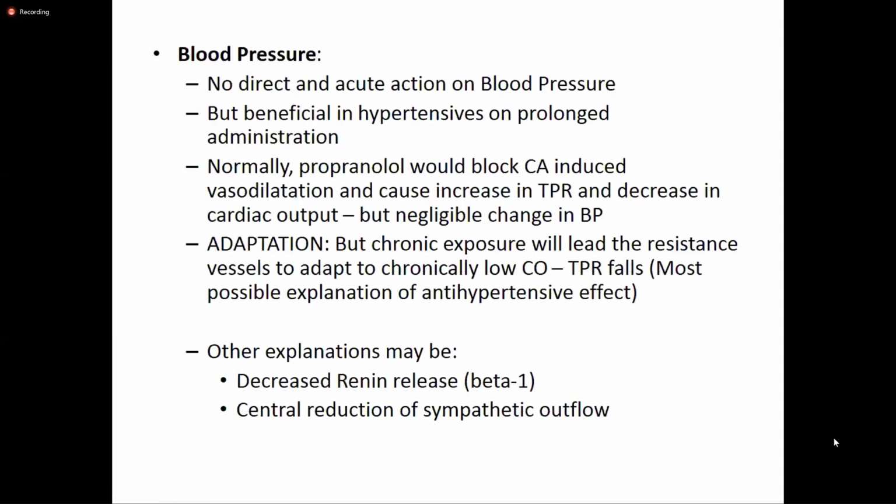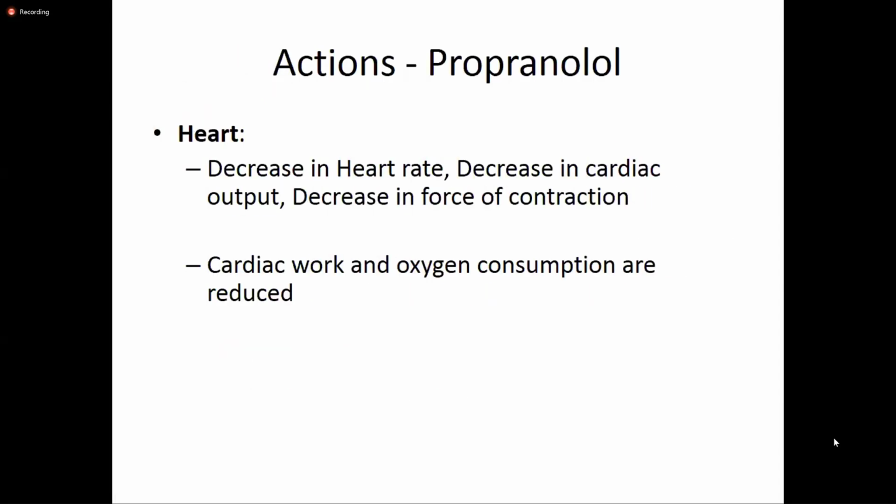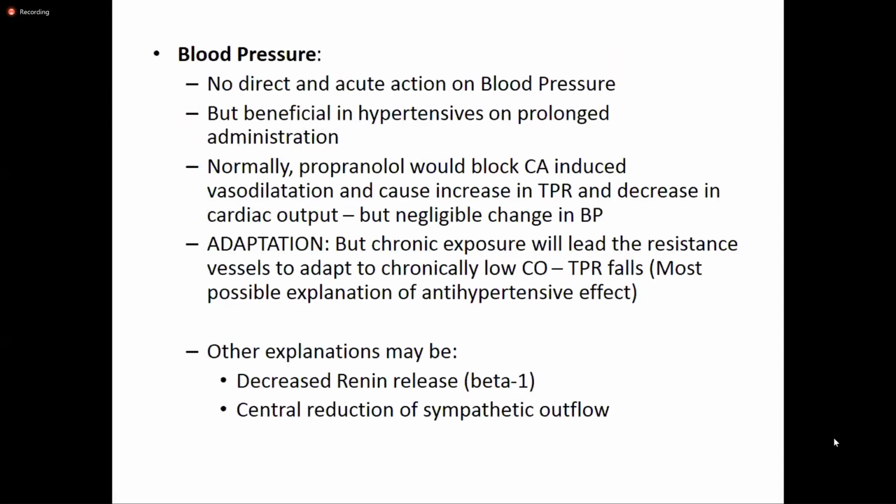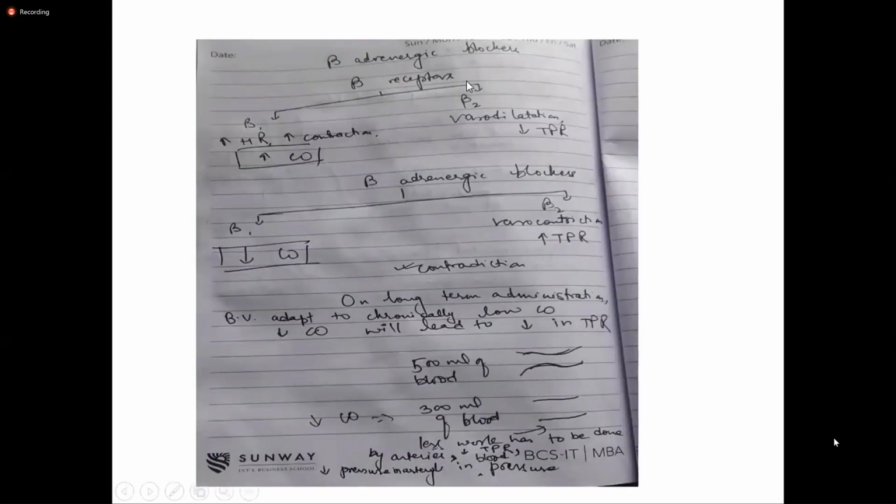So what is the effect of beta blockers or propranolol on blood pressure? Propranolol non-selectively blocks beta-1 as well as beta-2 receptors. Beta receptors normally consist of beta-1 and beta-2 receptors. Beta-1 receptor stimulation will increase the heart rate, the cardiac contraction, and the cardiac output. And stimulation of beta-2 receptors in the blood vessels will lead to vasodilatation and a decrease in total peripheral resistance.